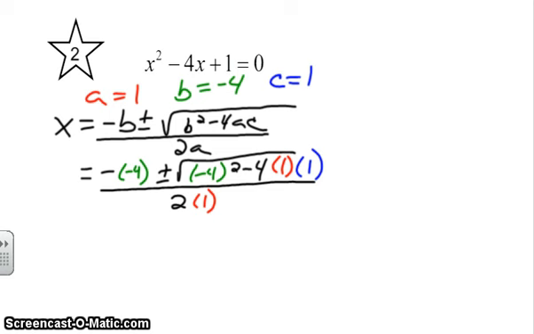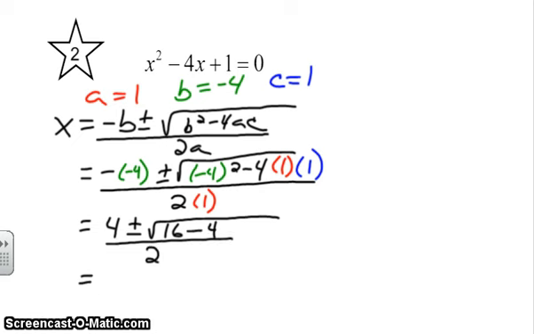All right, and we're going to simplify. So the negative becomes positive. Inside the radical, -4 squared is 16. So here there's only one negative. We don't have two negatives to cancel out, so this is going to be a subtract here. 4 times 1 is 4. On the bottom, 2 times 1 is 2. Now inside the radical, I can subtract. So 16 minus 4 is 12.